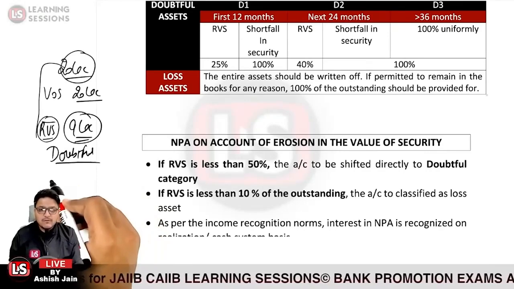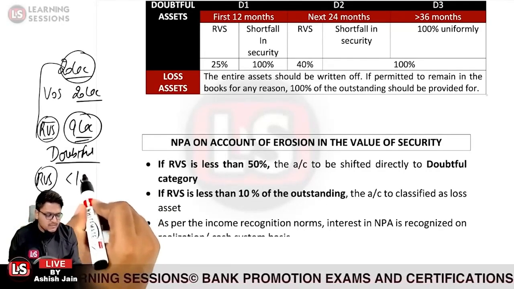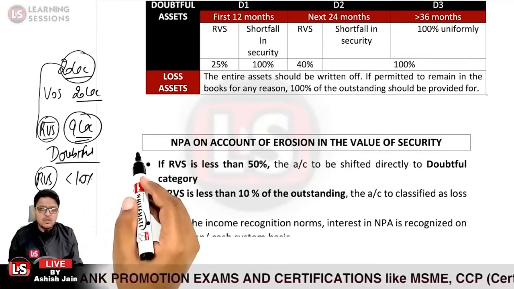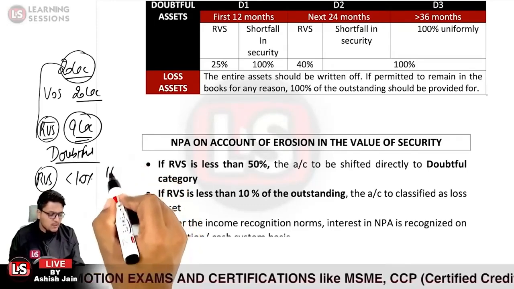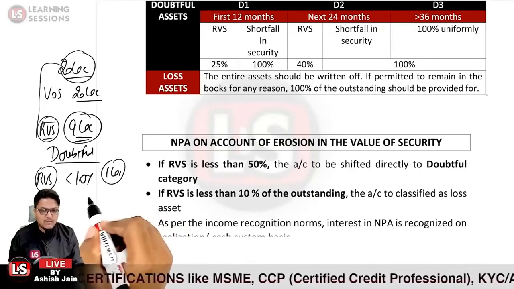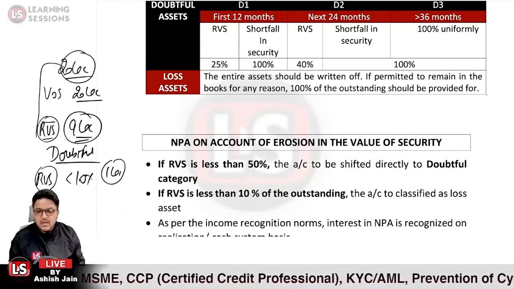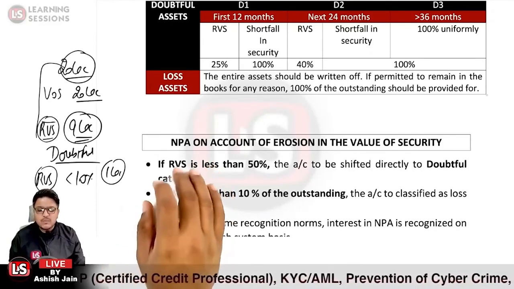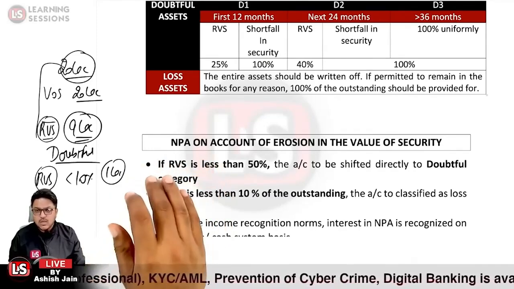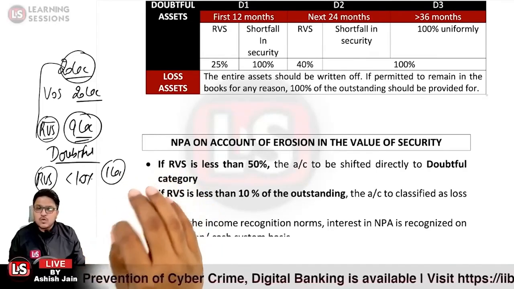And further, if the realizable value of the security is lesser than 10%, let us take the case that the realizable value of the security is equal to 1 lakh rupees. In that case, it will be directly transferred to the loss asset category. Is that clear? Here a question is asked related to below 10%, it is loss asset. We are talking about the erosion of the value of security, not the value of security.